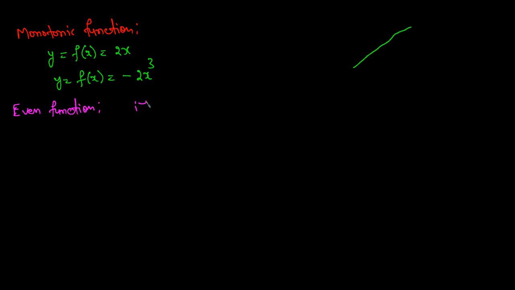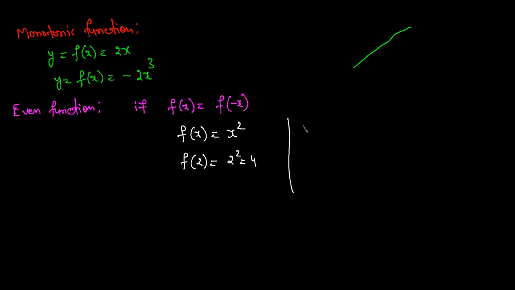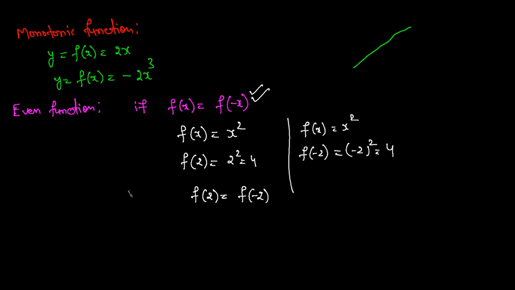Even function. If the function f of x is equal to f of negative x, so if you plug in the negative value of x and both values are the same, that kind of function is called an even function. One example of an even function is f of x equals x squared. If you plug in x equals 2, that gives you 2 squared, which is 4. Now plug in f of negative 2. x is positive here, x is negative here, and negative 2 squared is also going to give me 4. So f of 2 is equal to f of negative 2. This kind of function is called an even function.